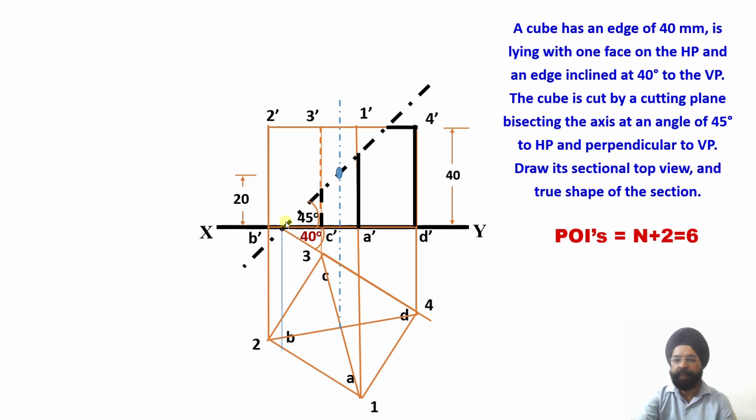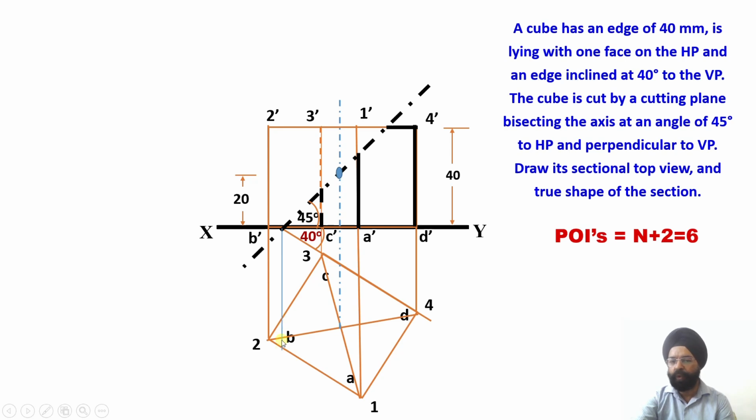So this is the point of intersection of the cutting plane with two base edges. What are those base edges? You see, one base edge is AB, another base edge is BC. One base edge which has been cut is AB. AB edge has been cut at this point and BC base edge has been cut at this point.